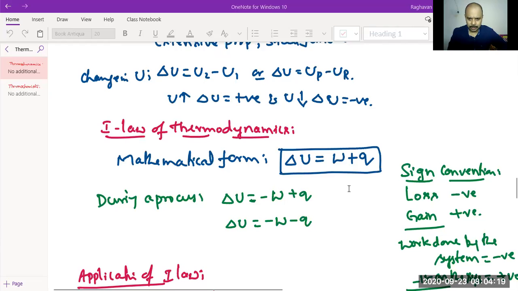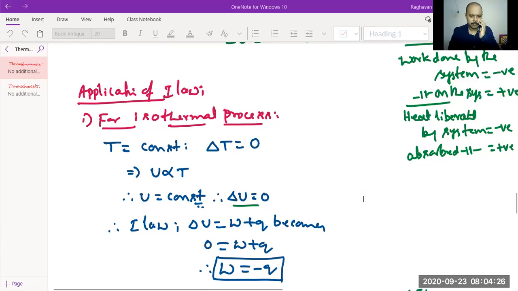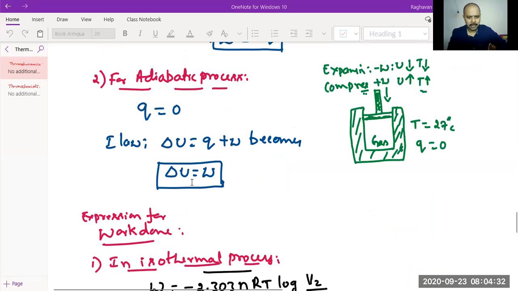delta U is equal to Q plus W or W plus Q. No problem. So sign conventions: any loss is negative, any gain is positive. And for the first law, when we apply it for an isothermal process, delta U becomes minus Q. For an adiabatic process, delta U becomes W because Q is equal to 0 there.